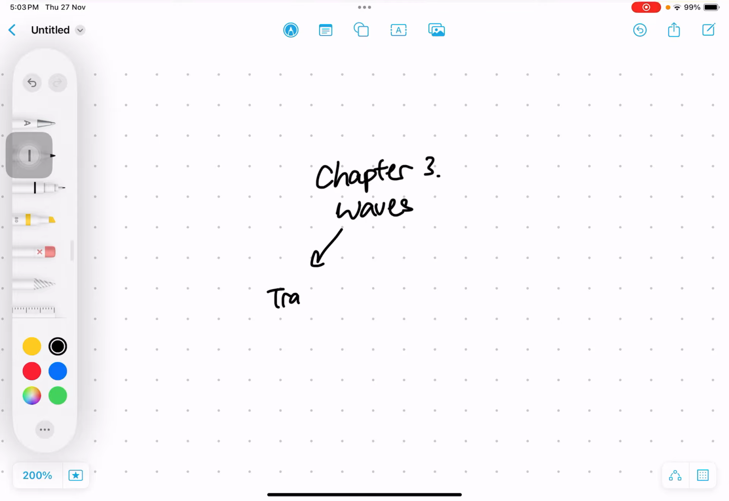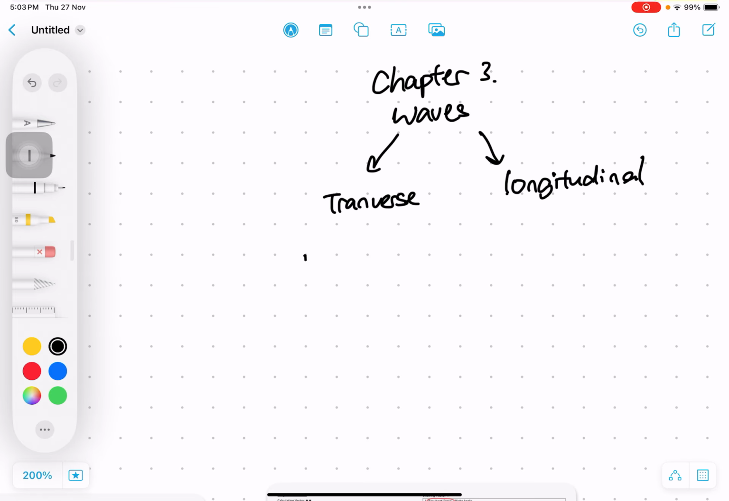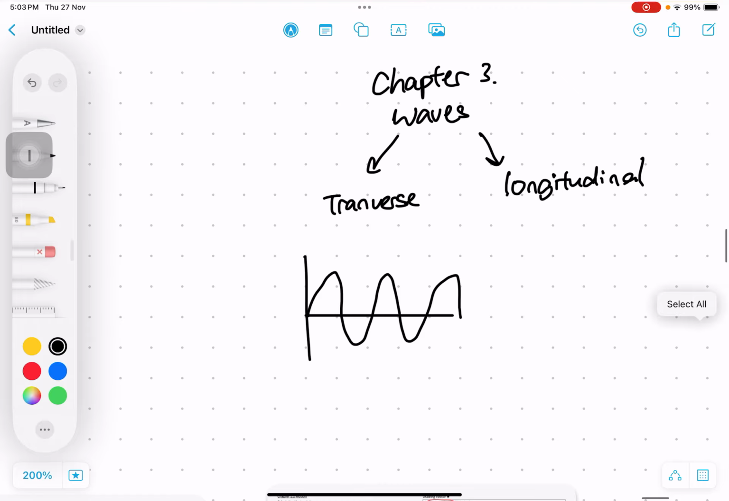We call them a transverse wave and a longitudinal wave. Okay, a transverse wave, usually the wave propagation is perpendicular to the particle movement, or you can say the particle movement of a medium moves perpendicular to the direction of the wave propagation. Okay, this one I think you know already.